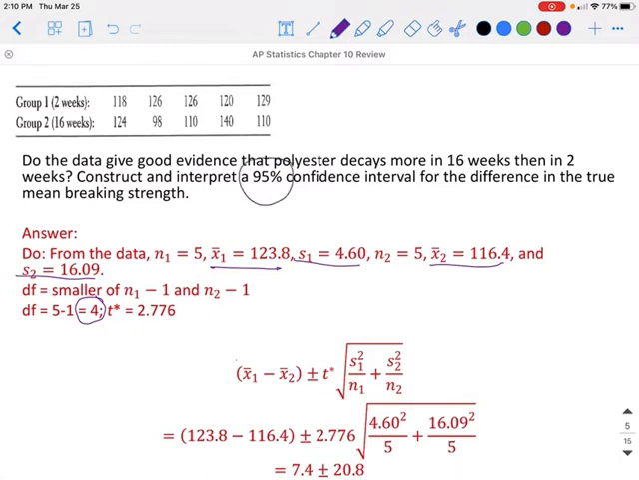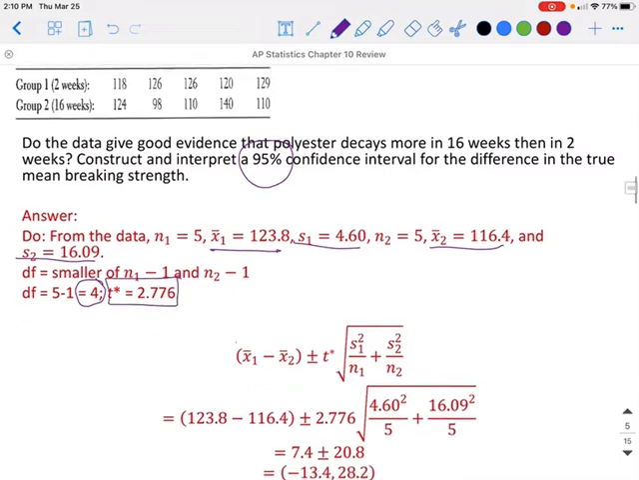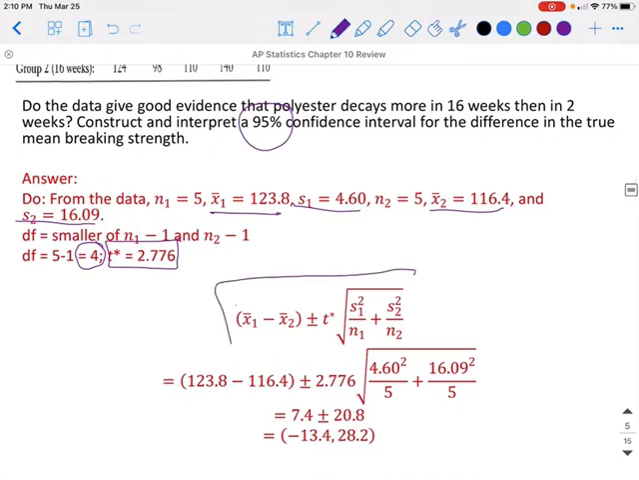You would look at degrees of freedom of 4, and we are looking for a 95% confidence interval. So you'd go over on degrees of freedom of 4 until you get to the 95% confidence level, and that's going to give you a t-star value of 2.776.